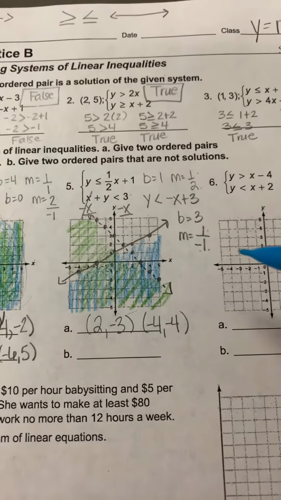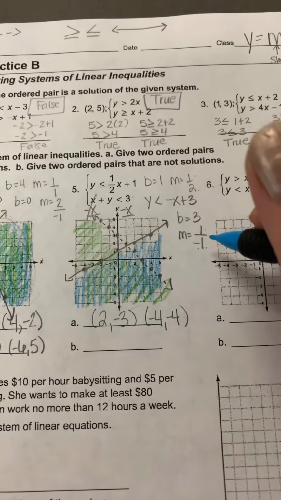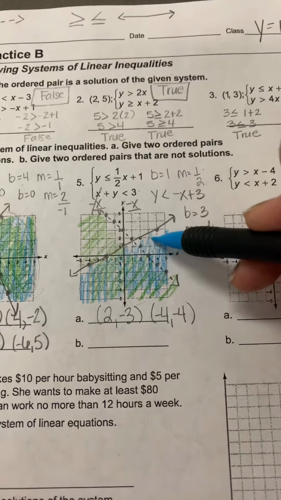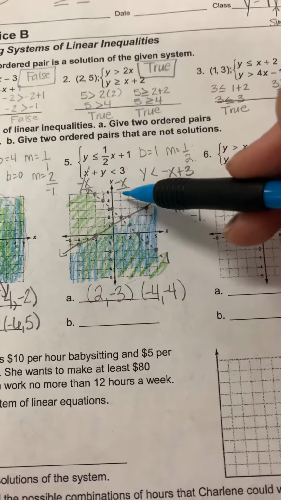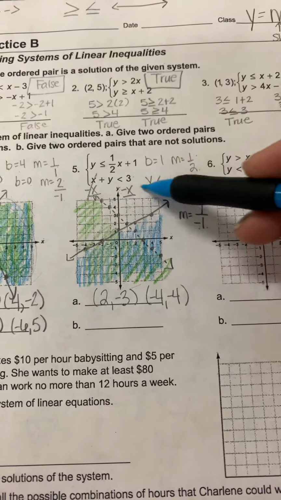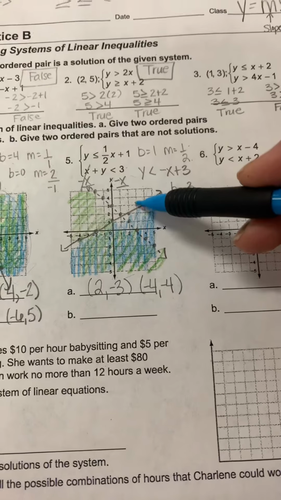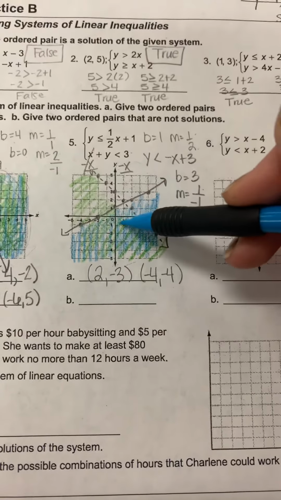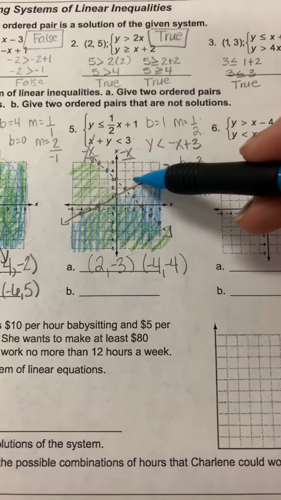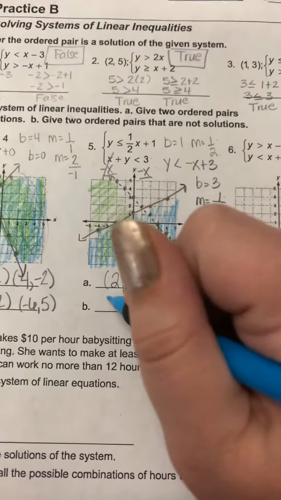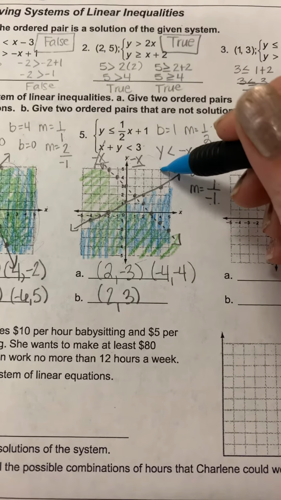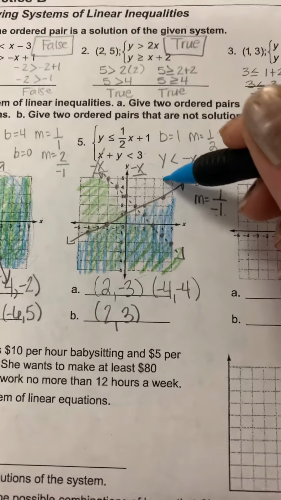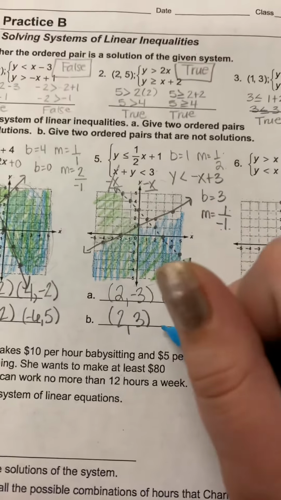And then 2 points that are not solutions. So that would be either where just the blue is shaded, where just the green is shaded, or the safest spot is where there's no shading at all. So I'm going to pick my 2 points from up here. So we could go over 2, up 3, so (2, 3). And maybe this point right here, over 4, up 5, so (4, 5).